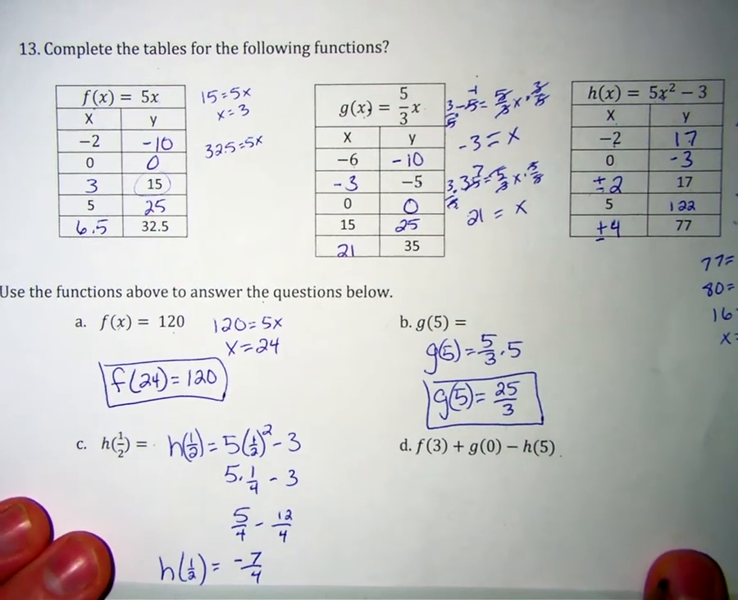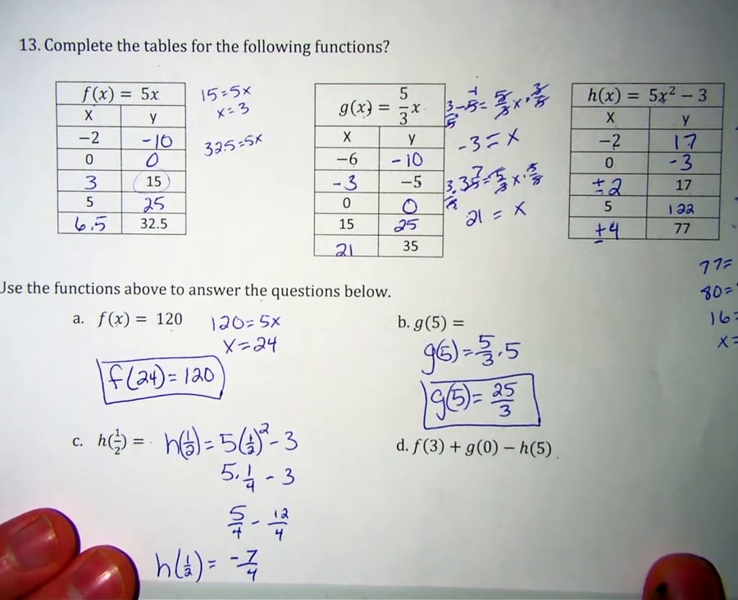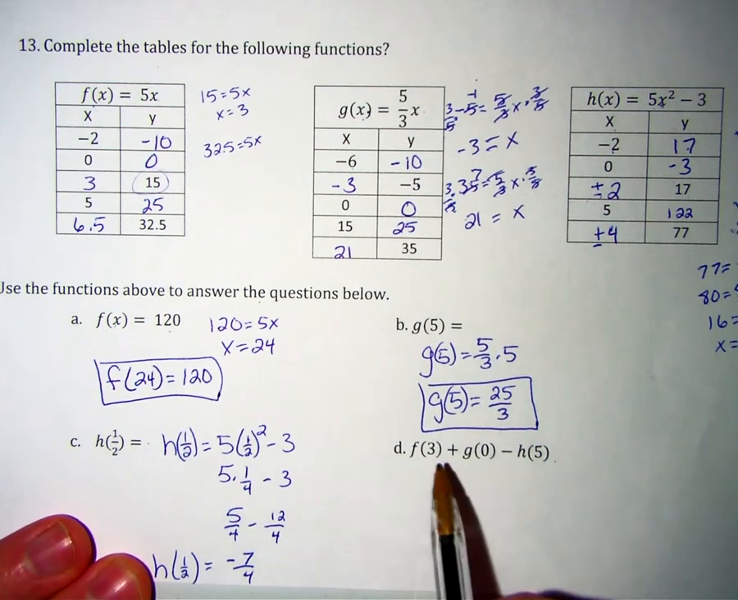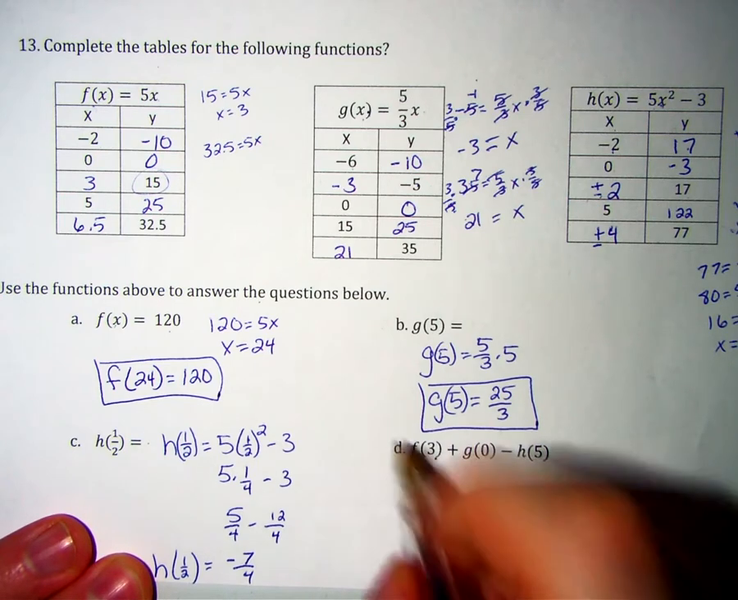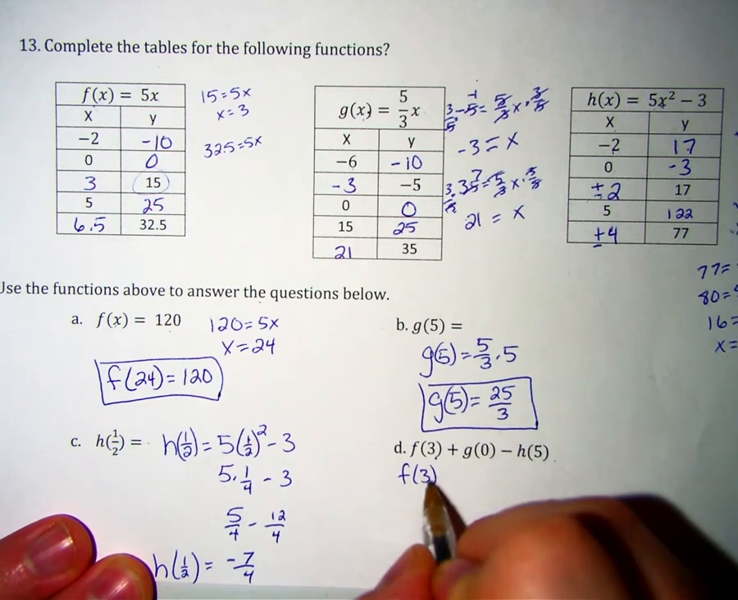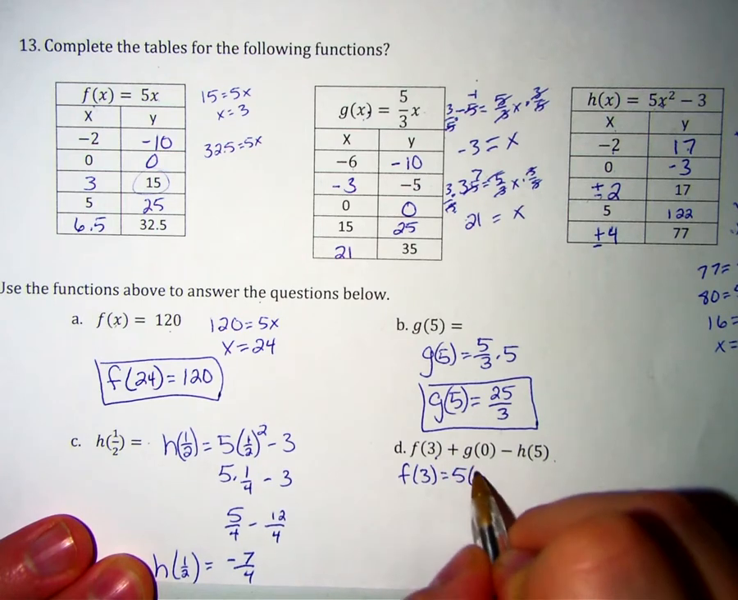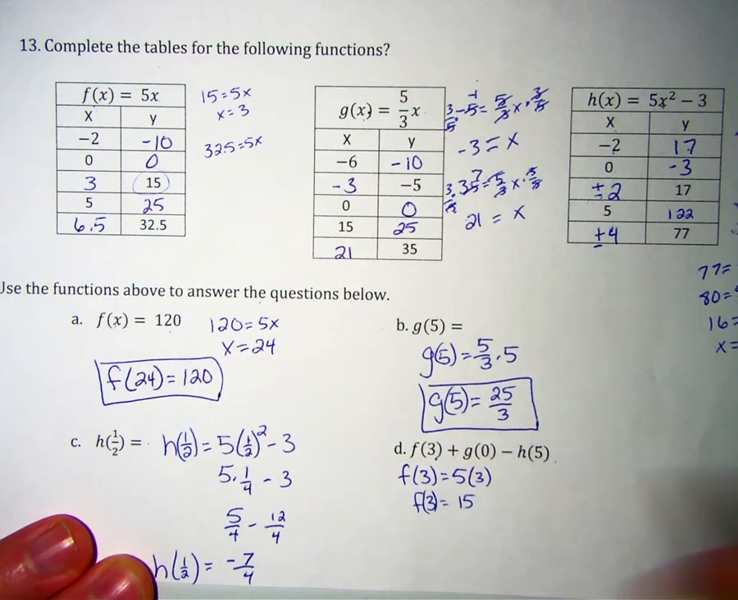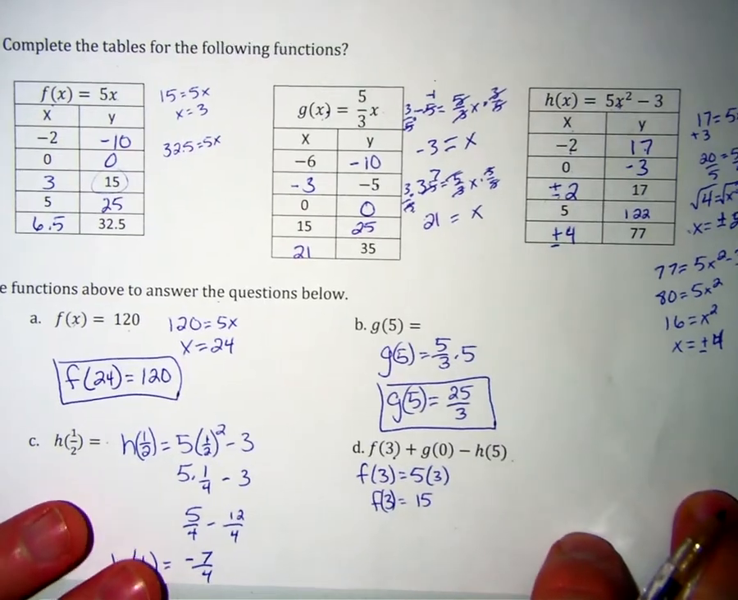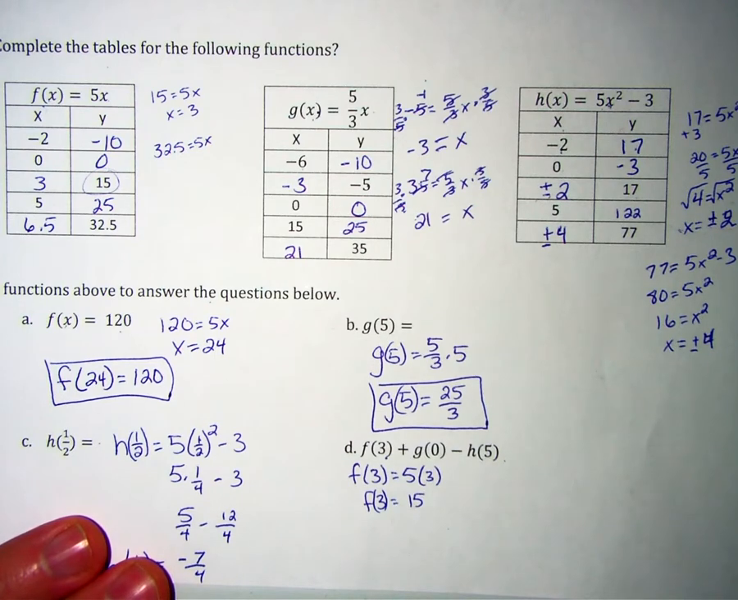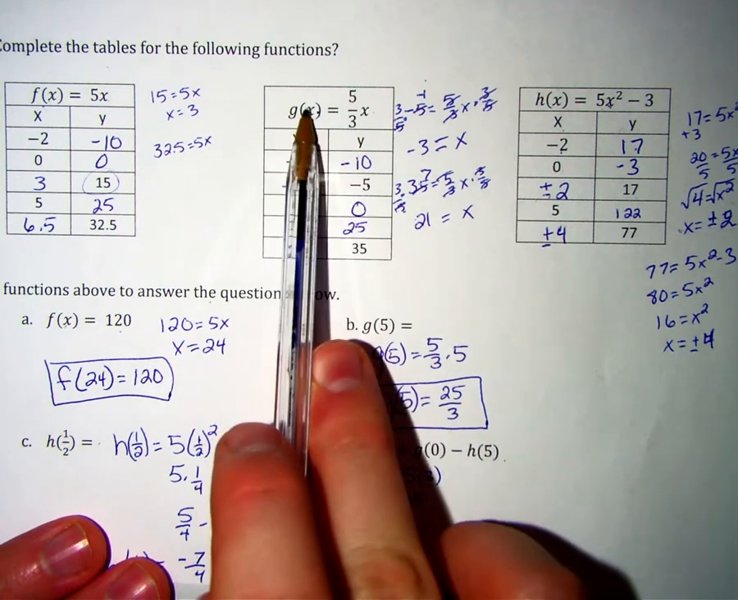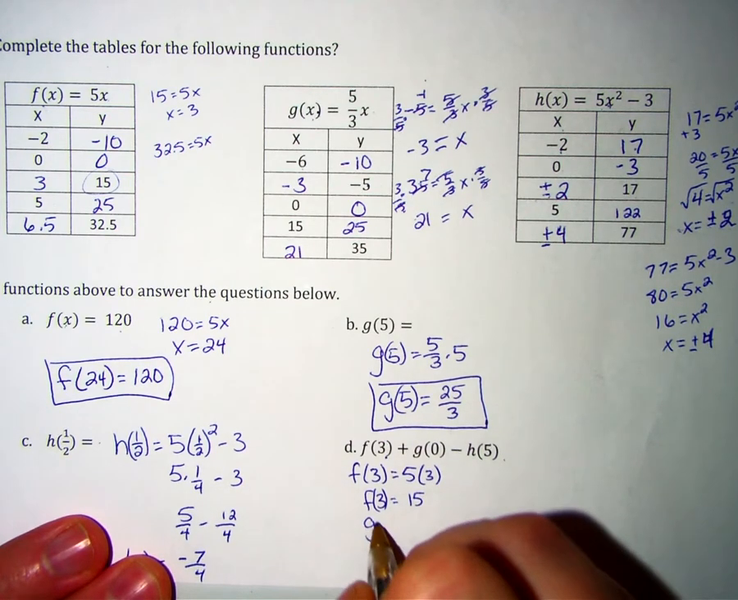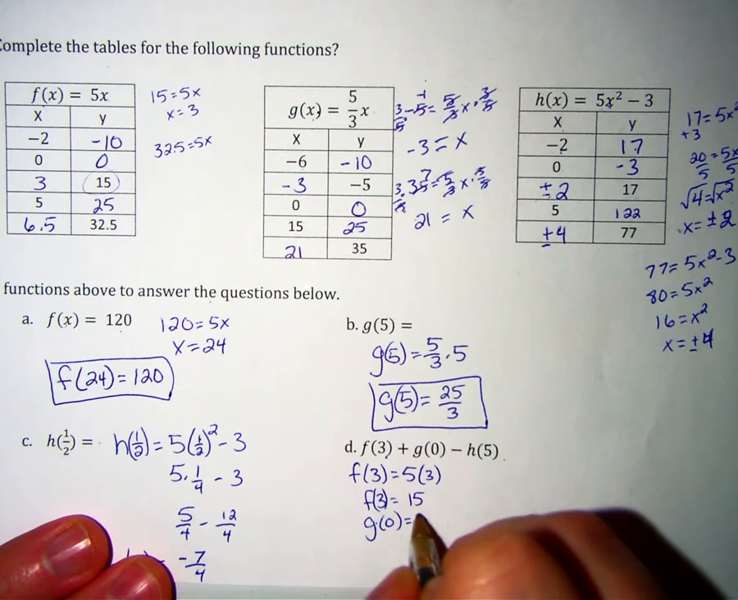And then D. D is our compound. We have an f of 3, a g of 0, subtracting an h of 5. So we have a couple of steps we need to figure out here. F of 3 equals 5 times 3. So f of 3 equals 15. A g of 0, well, the nice thing about a g of 0 is if I plug a 0 in for my equation up here, 0 times 5/3 is 0. So we can go ahead and say that our g of 0 is equal to 0.